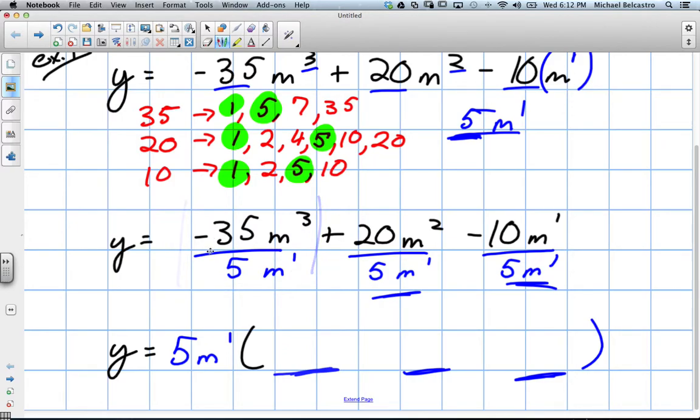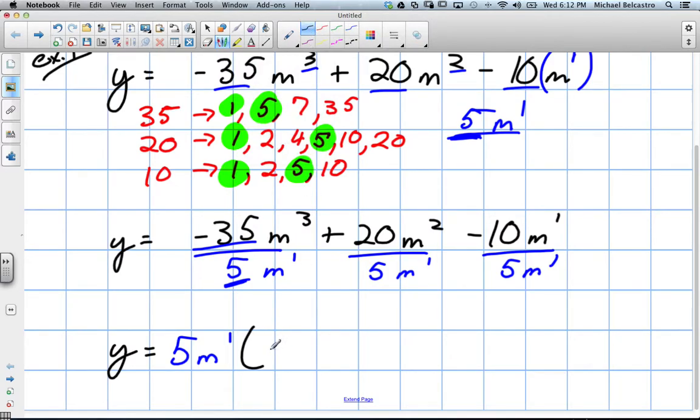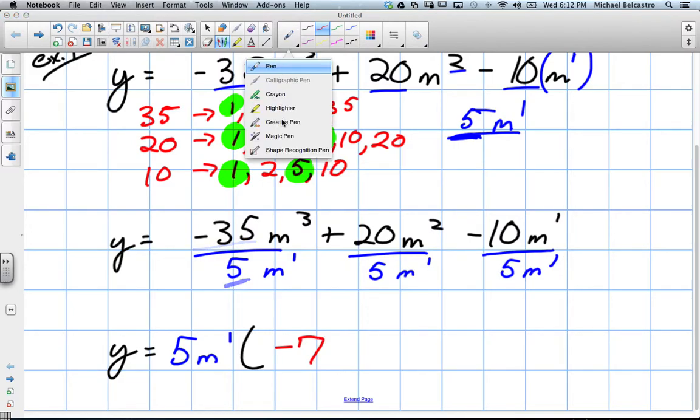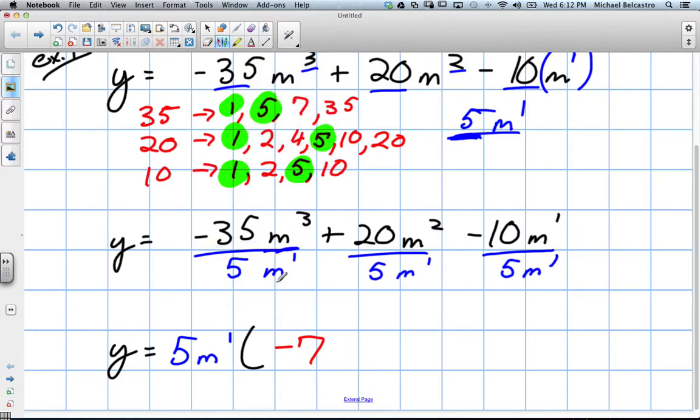So first, let's use our calculator. What's negative 35 divided by 5? Negative 7. Yeah, so we have negative 7. Now this part we won't be able to use a calculator for. m cubed divided by m to the power of 1. Well, when we have common bases, we subtract the exponents. So it's going to be m squared, because 3 minus 1 is 2. So that's the first one.